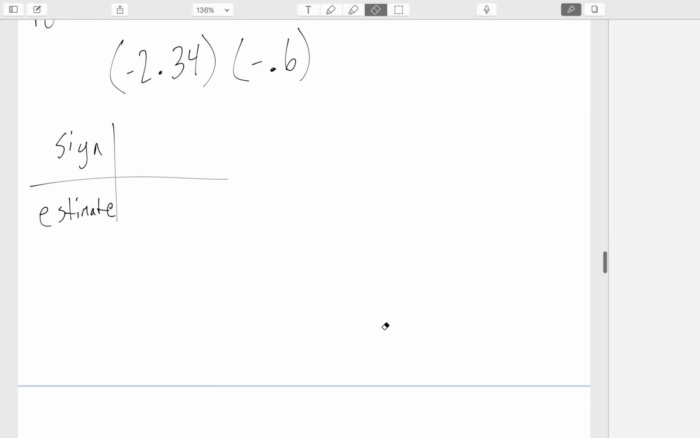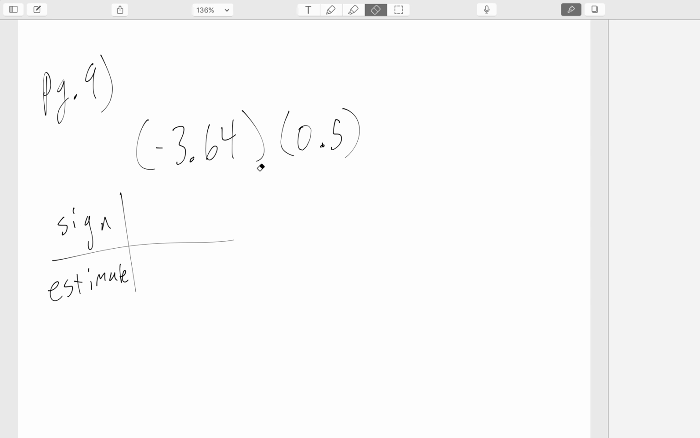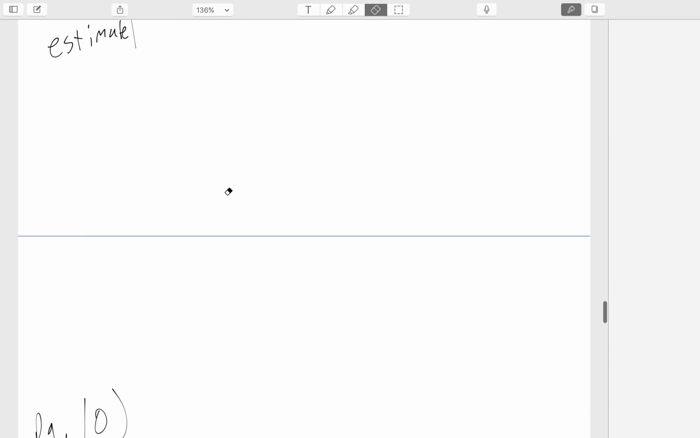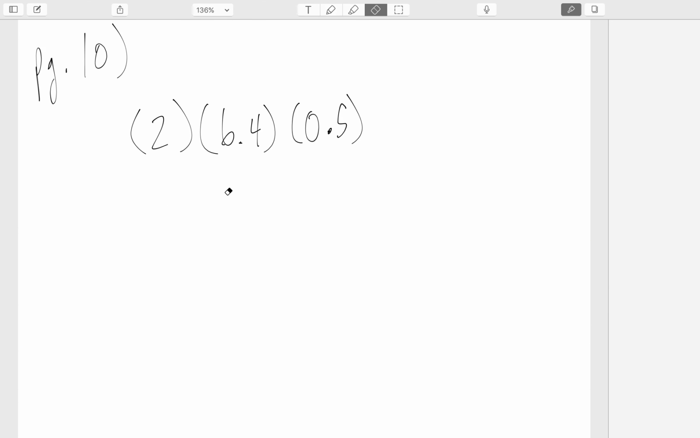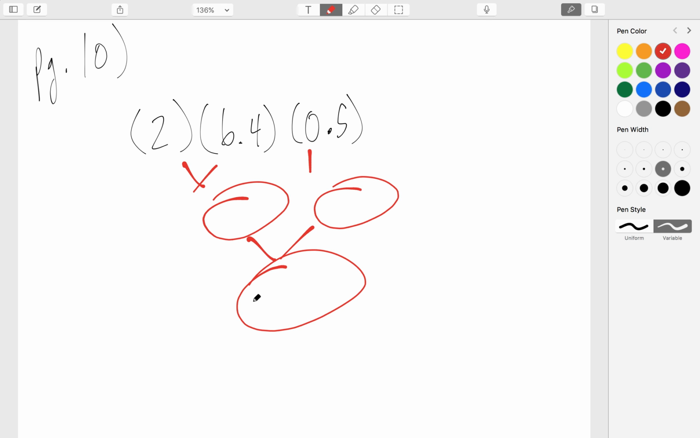Okay, page 8, more practice. You can work that one out. Page 9, -3.64 times 0.5. Same thing, estimate, put the sign. Let's see what's next. Let's go to page 10. So page 10 has more practice on multiplying with 3 terms. So we're going to do the same thing where we multiply this one first, bring this down, then multiply those two. So we'll have an answer for that, and then multiply to get our third answer.